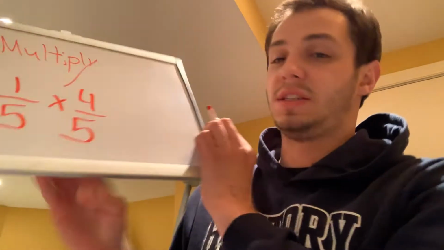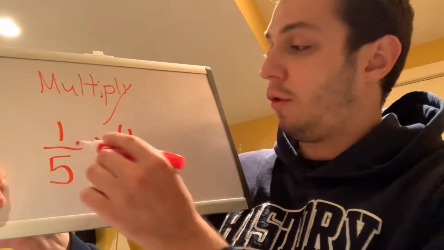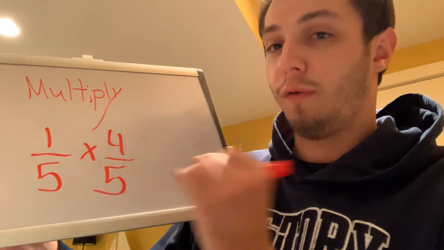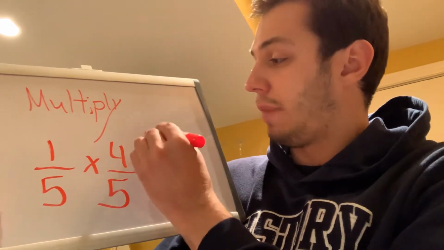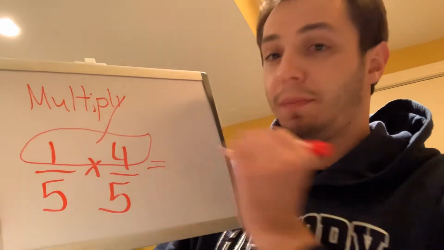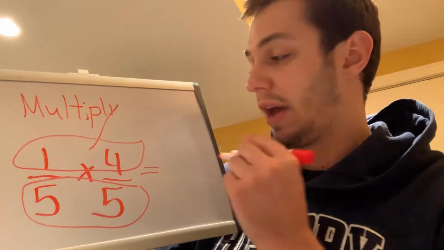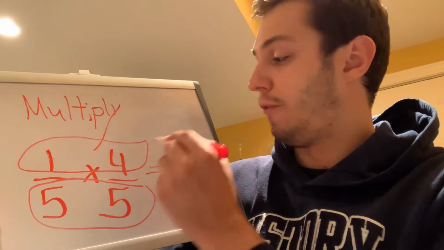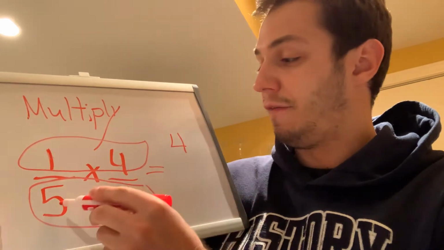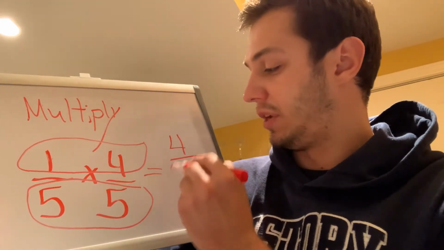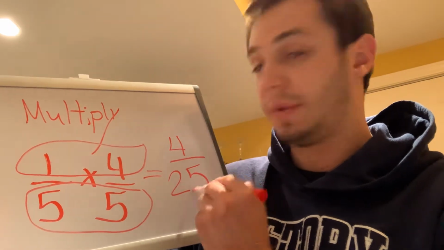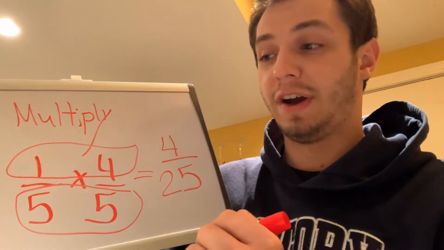So if I had this fraction now, 1 over 5 multiplied by 4 over 5, my top numbers, I will multiply them together, and my bottom numbers, I will multiply those together. 1 multiplied by 4 gives me 4. 5 multiplied by 5 gives me 25. So my answer would be 4 over 25.